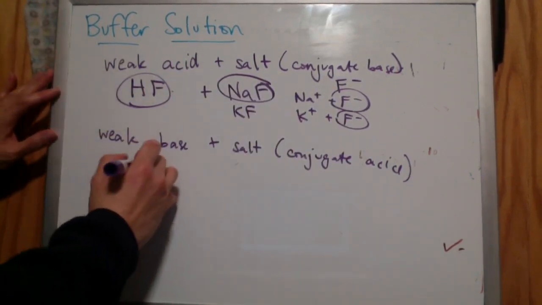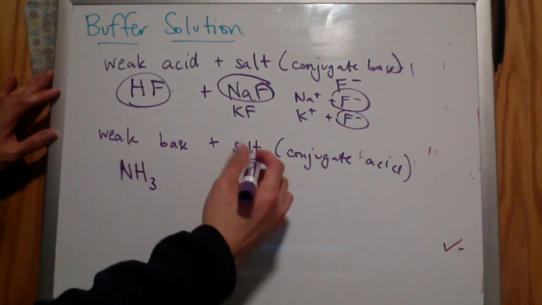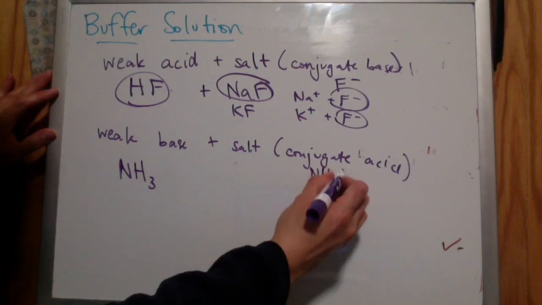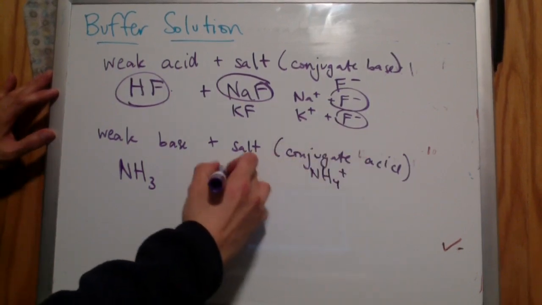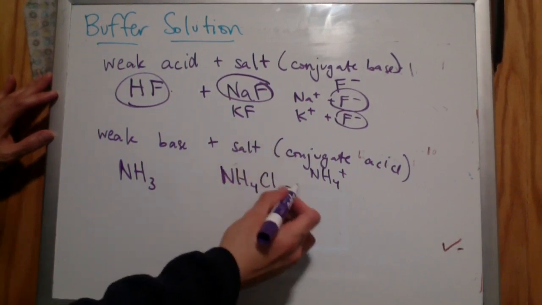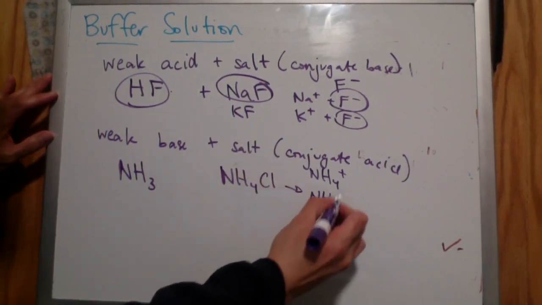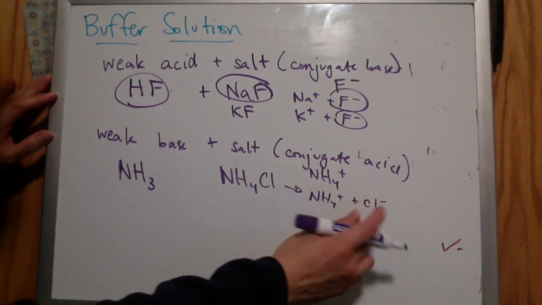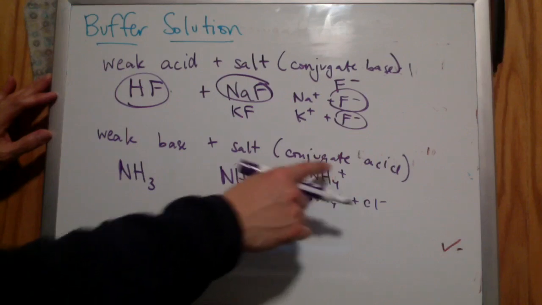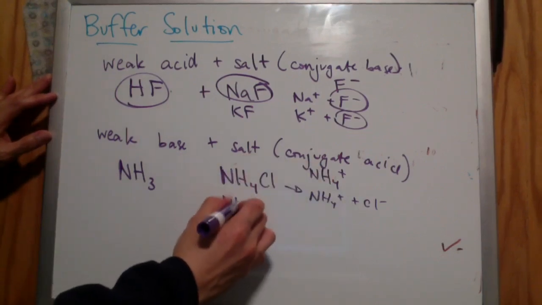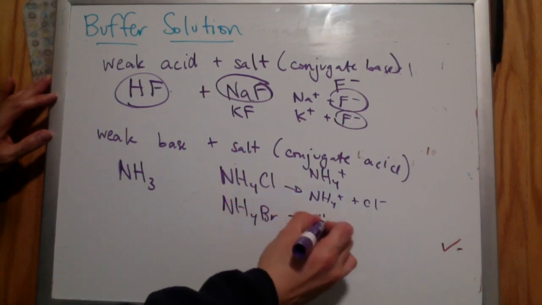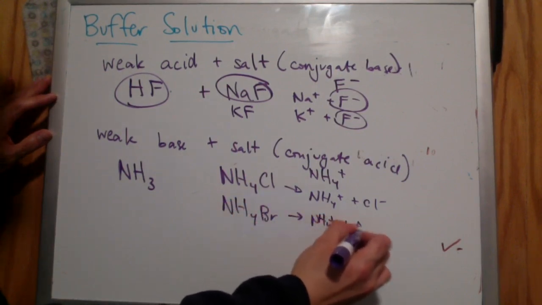Weak base could be ammonia, NH3. So then that means that the salt would have to contain the conjugate acid. The conjugate acid would be NH4 plus. We could have NH4Cl, because that would dissociate into NH4 plus and Cl minus. Cl minus would be the spectator ion, and then NH4 plus, well, hey, that's the conjugate acid. Or we could have NH4Br, and then that would make NH4 plus, and then Br minus.